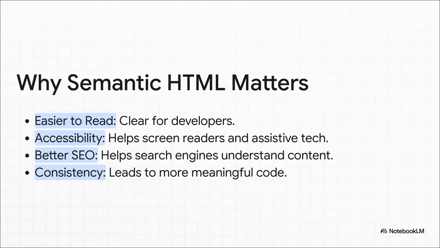And why does this matter so much? Well, using the right tag for the right job is a game changer. It makes your code way easier for other developers to understand. It is absolutely essential for things like screen readers to navigate the page for visually impaired users. And it's a huge boost for SEO because you're telling search engines exactly what your content is about.